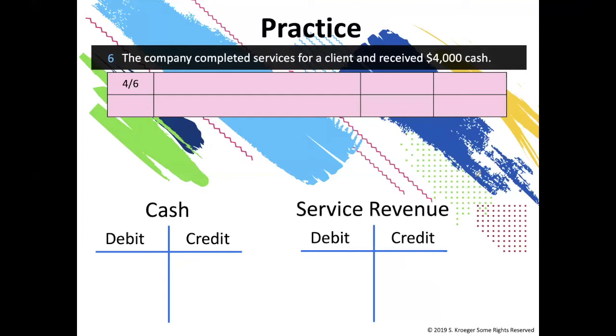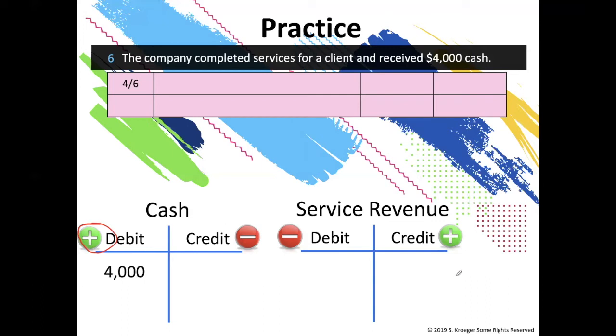Cash is an asset, so it has a debit positive side. Service revenue is a revenue account. Which side is positive for a revenue account? It would be the credit side. In this example, is my cash going up or down? My cash is going up. We did a sale and someone's paying us. Our business is getting money. Therefore, cash would be a debit.